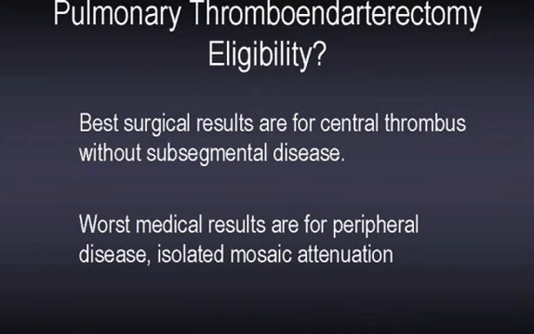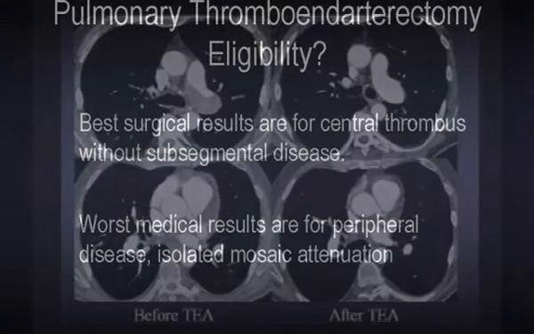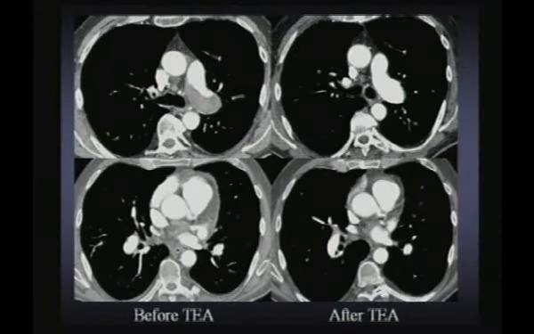Now, which patients can we advise or potentially suggest may benefit from this procedure? Well, the best surgical results are for large central vessels, and the results are generally very poor for patients who have isolated peripheral disease, small segmental vessels, or isolated mosaic attenuation. And also in this particular subgroup, the prognosis is worse in patients who have comorbid pathologies such as COPD or interstitial pulmonary fibrosis.